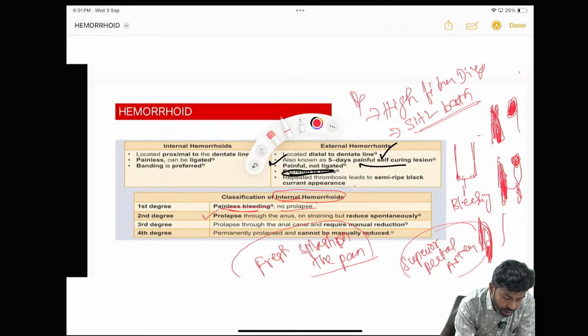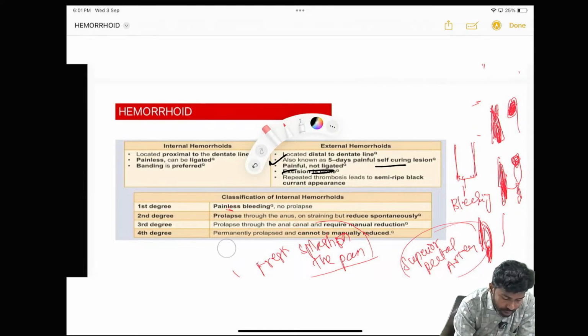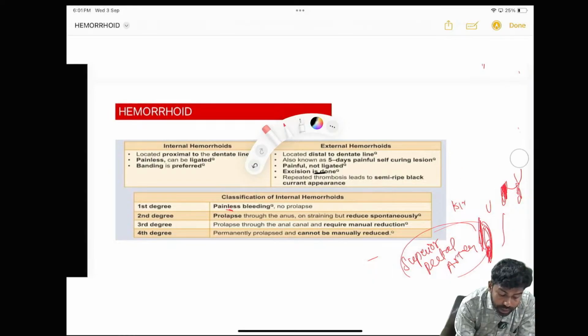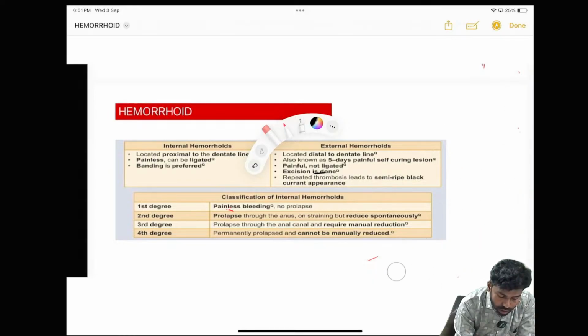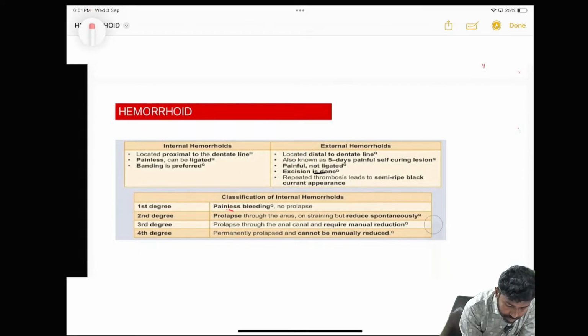Then the treatment. What is the treatment? High fiber diet and sitz bath. Not only a high fiber diet and sitz bath. Suppose if you are grade 3 or grade 4, then you can go for surgery. So what is the treatment here? Grade 3 and grade 4 require surgery.